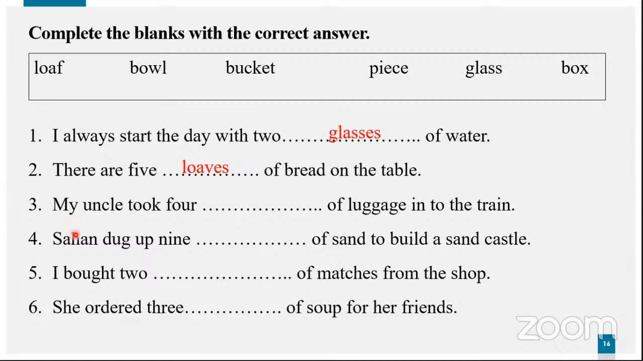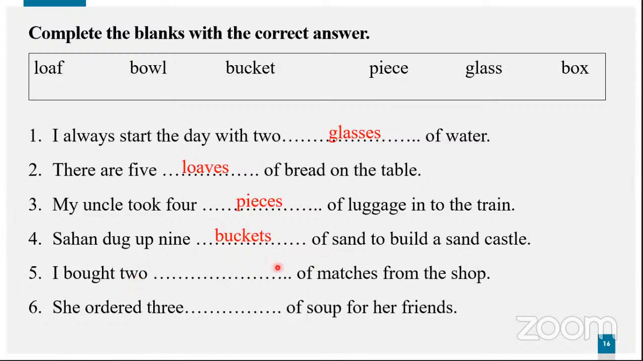Third one, my uncle took 4 pieces of luggage into the train. We have to make the word pieces plural, right? My uncle took 4 pieces of luggage into the train. Luggage means badu bahiradi. Next one, Sahan dug up 9 buckets of sand to build a sand castle.